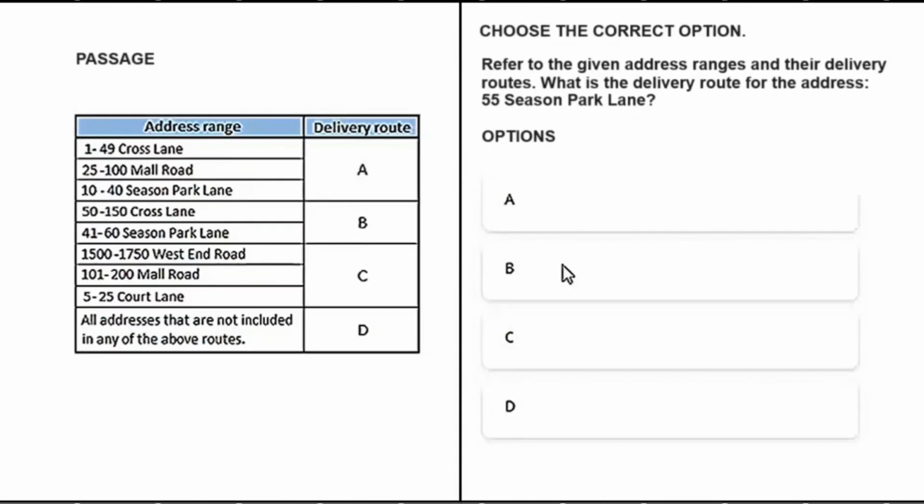Refer to the given address ranges and their delivery routes. What is the delivery route for the address 55 Season Park Lane? If I look at this closely, I think my answer is in row number 6, as I could see number 55 falls between 41 to 60. And it also says Season Park Lane, and the delivery route assigned is B. So the answer should be B.